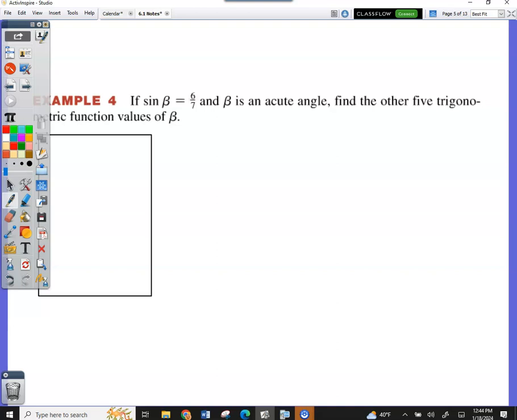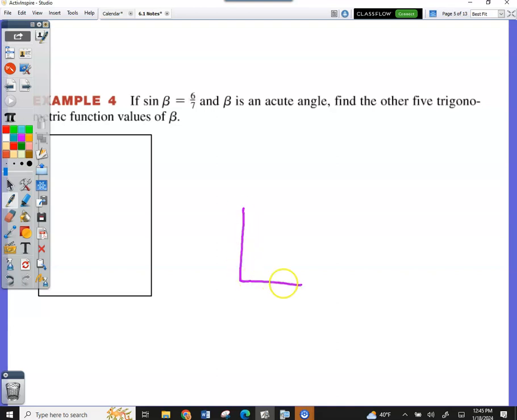Cute. If sine of beta is 6/7 and beta is an acute angle, find the other 5 trig values of beta. Same exact question, leveled up by not giving you all 3 original trig ratios. They're giving you 1, which means in this case you do need to draw the picture. Then you need to find the missing side, and then you can write your 6 trig functions. Your picture may be different than your neighbor's, but there's only 2 right answer pictures. It depends on where you put beta, okay?